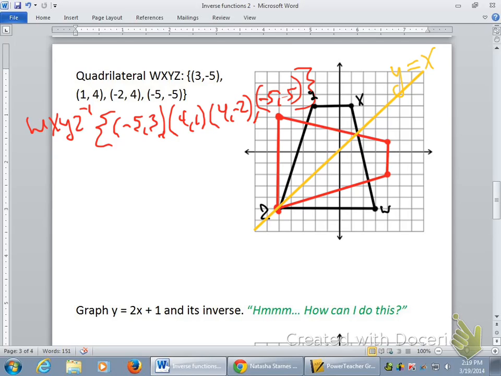What we're going to do now is we don't often actually get shapes and polygons, although we can. We're dealing more with functions, so we need an equation, don't we? So let's do another problem with an equation.